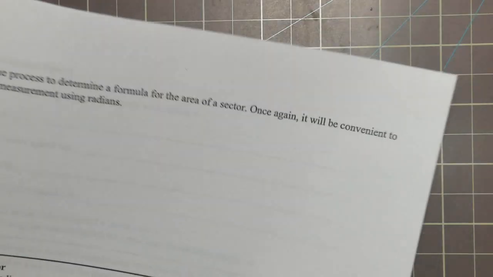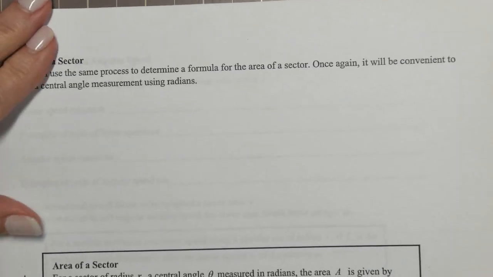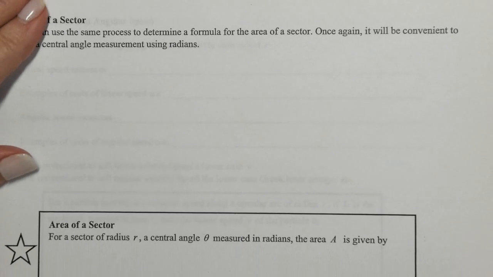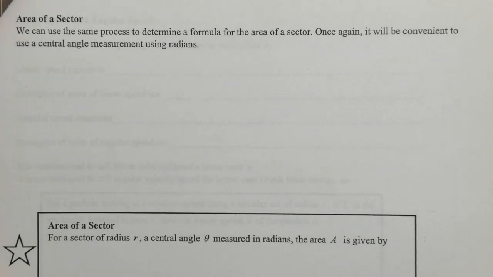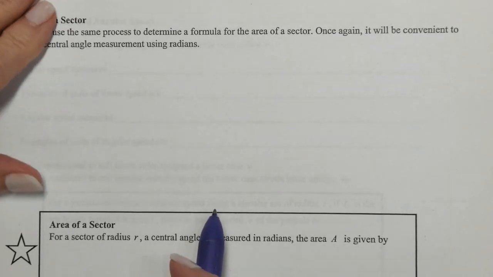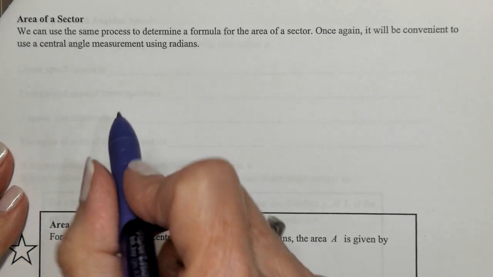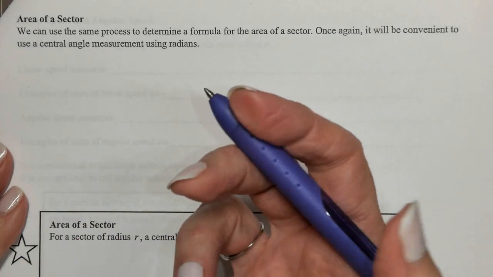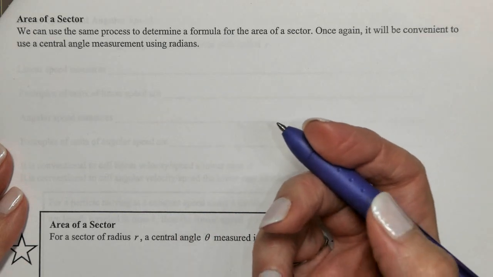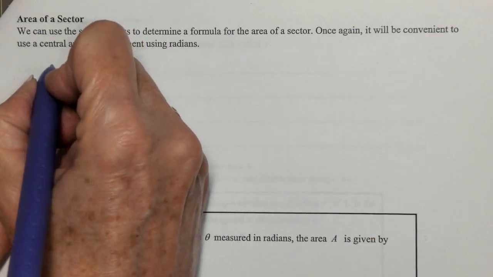Now we are going to be finding the area of a sector. To determine the formula, we're going to use the same process that we did for the arc length of a sector. The entire circle has an area of pi r squared.